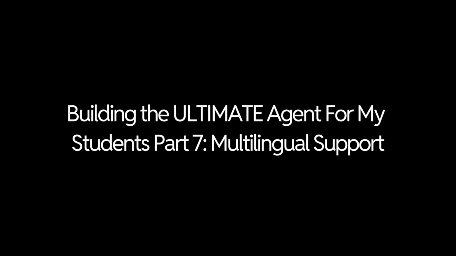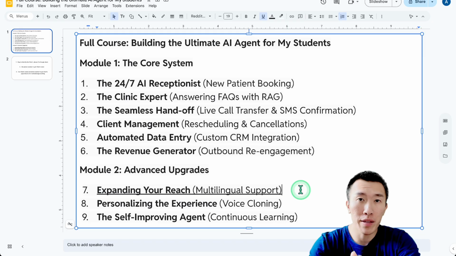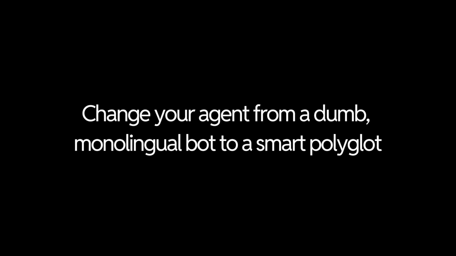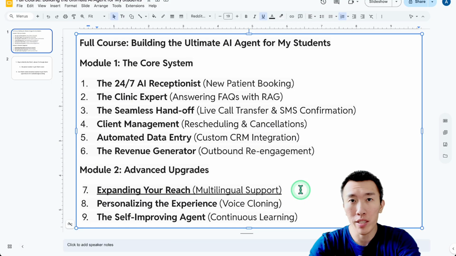Part 7 of building the ultimate AI agent for my students. Multilingual support. By the end of this video, you'll know exactly how to change your agent from a dumb one that only speaks one language to a smart one that speaks every single language imaginable. And the crazy thing is we can actually do this in only 2 easy steps.